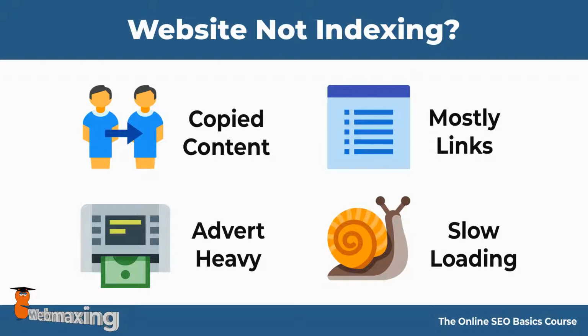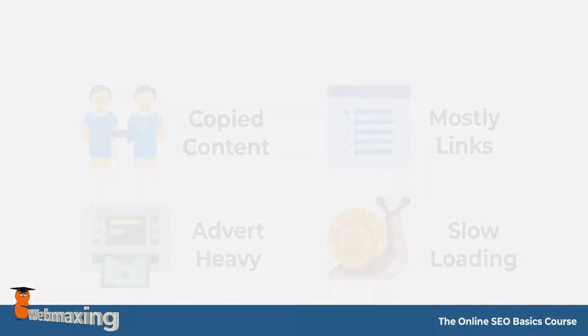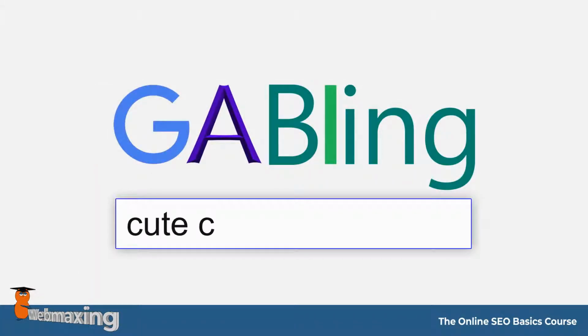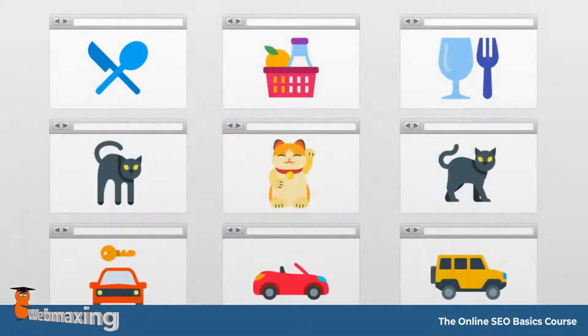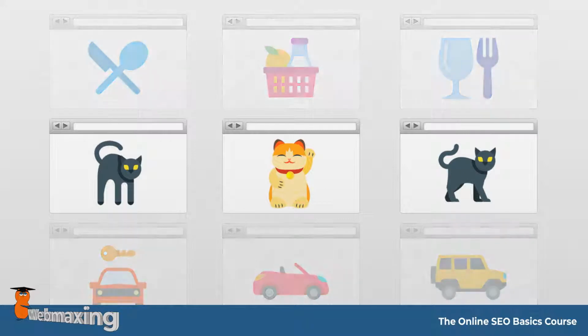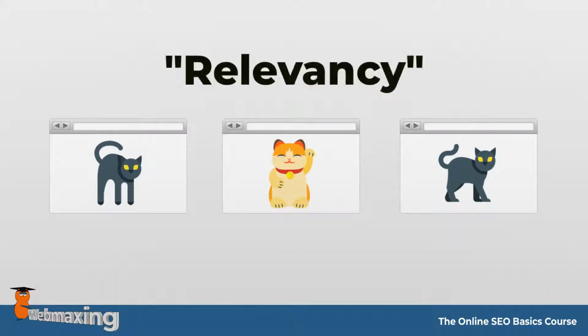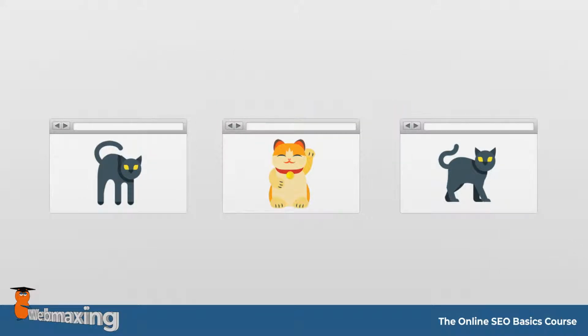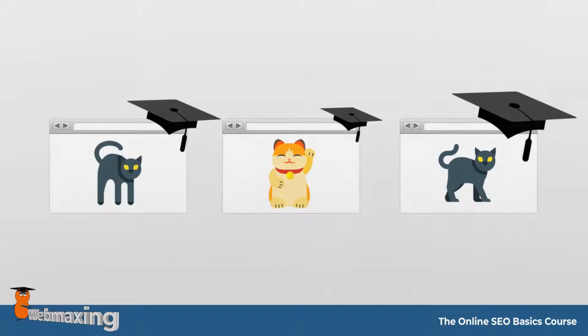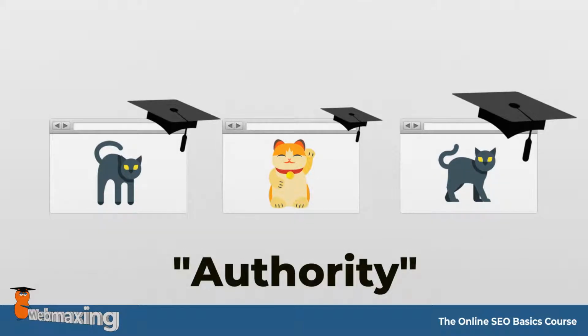For now, let's consider indexed pages and return to our search engine Gabling with our search term cute cuddly kittens. In the first step, the search engine will remove all the pages which are not relevant to the search. This is the relevancy test, and this course will show you how you can increase the relevancy of your pages. Next, the search engine will ask, who has got the most authority for the search being carried out? Search engines use hundreds of factors to determine this, and we'll see some of these later in the course.